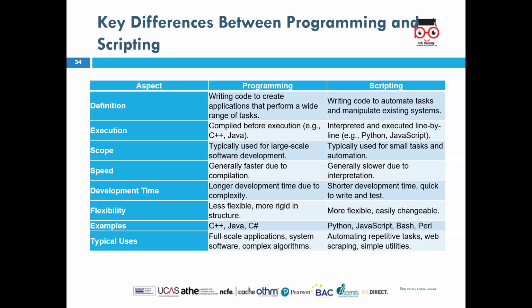They also have a speed difference, where programming is faster due to compilation, and scripting is slower due to interpretation. When it comes to development time, programming has a longer development time due to the complexity, while scripting has a shorter development time, which is quicker to write and test. When it comes to flexibility, programming is less flexible and more rigid in structure, while scripting is more flexible and easily changeable.